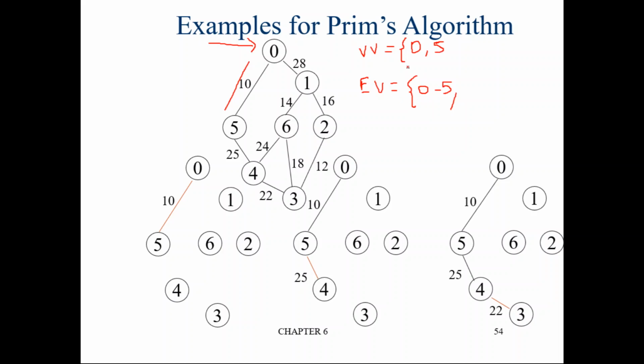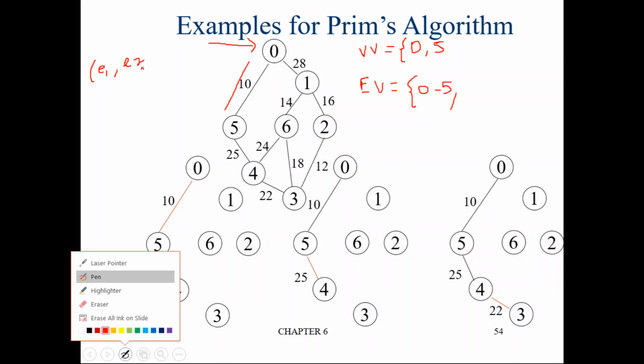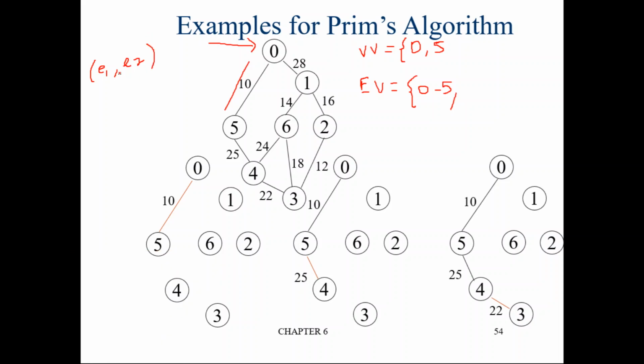Now for the second round we have to identify such an edge from the graph. An edge we can represent like this, E1 comma E2, where E1 is the starting vertex and E2 is the ending vertex.